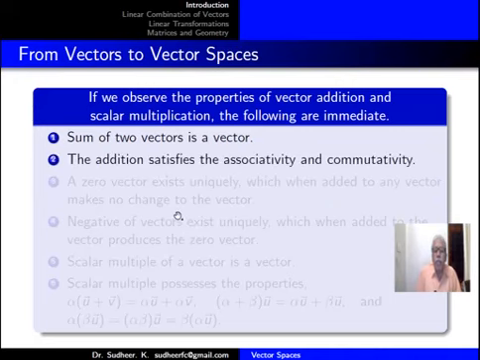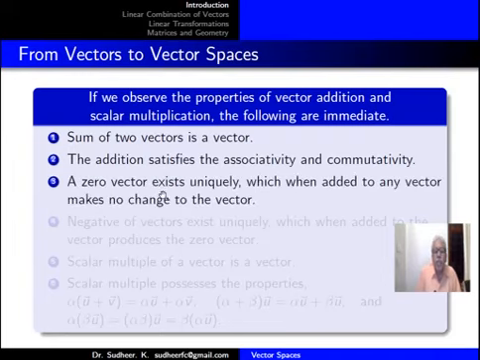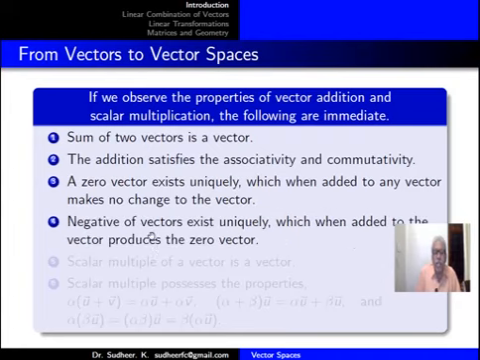If we observe the properties of vector addition and scalar multiplication, the following facts are immediate. 1. The sum of two vectors is a vector. The addition satisfies the associativity and commutativity. A zero vector exists uniquely, which when added to any vector makes no change to the vector. That means addition with zero vector won't change the vector we consider. A negative of vectors exists uniquely, and if you add a vector with its negative, we get the zero vector.